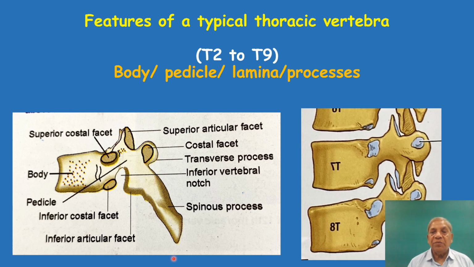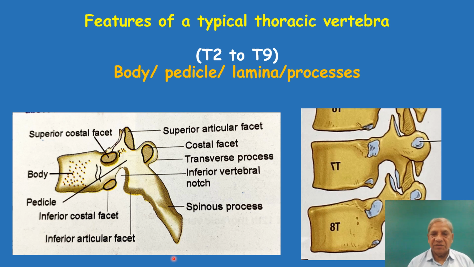So I have given so many points by which you can say that this is a typical thoracic vertebra. In a nutshell, you again tell to your examiner that on the lateral surface of the body there are superior and inferior costal facet, which is characteristic of typical thoracic vertebra. Then there is a facet on the tip of the transverse process on its anterior surface, and both these are for articulation with the rib, costovertebral articulation and costotransverse articulation.